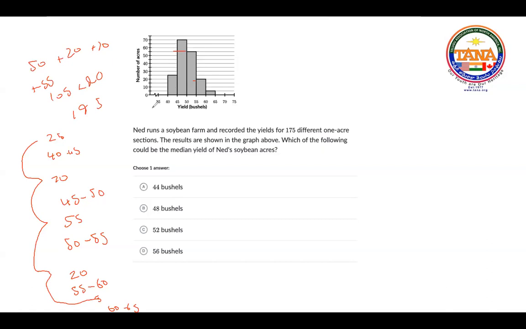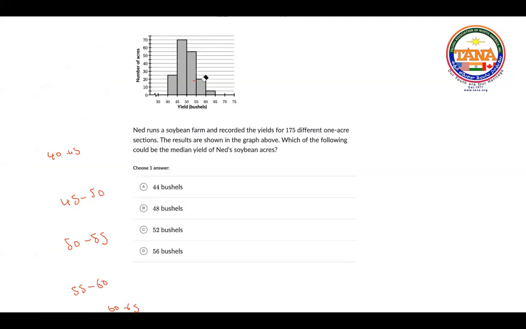One sec. You have 25 right here, 55. Where did this 20 come from? 45 to 50, you have 55. Okay, so this is bad. So I did something wrong here. One sec. Let me just erase the stuff. All right. Let me just recount because I can't count.